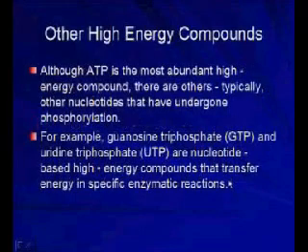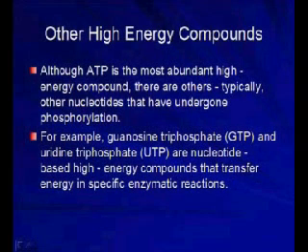Although ATP is the most abundant high-energy compound, there are others, typically other nucleotides that have undergone phosphorylation. For example, guanosine triphosphate, GTP, and uridine triphosphate, UTP, are nucleotide-based high-energy compounds that transfer energy to specific enzymatic reactions.